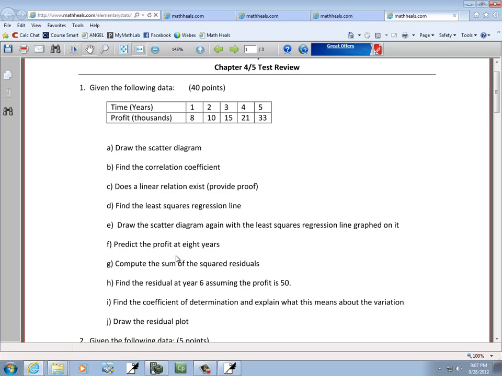Now F says predict a profit 8 years. Now profit is our y values.